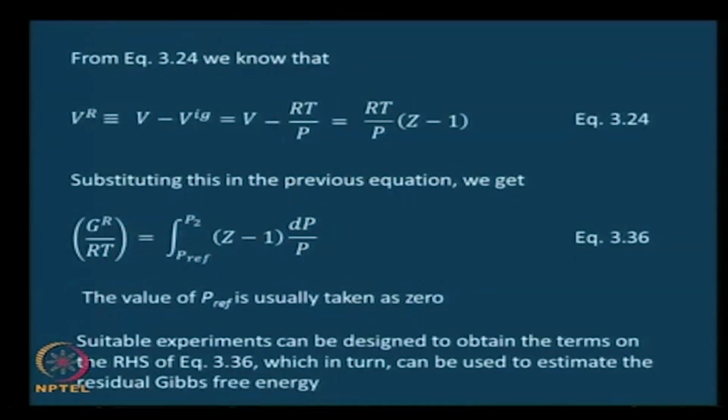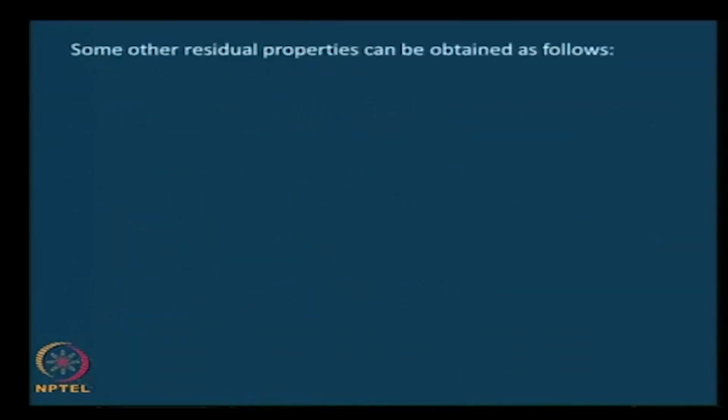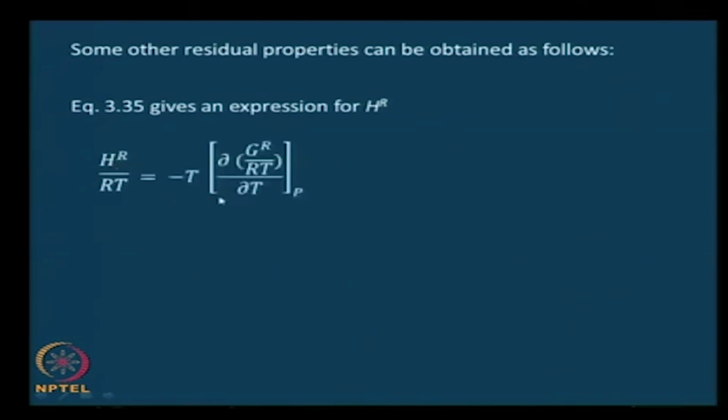Some other residual properties can be obtained as follows. I am going to explain whatever I said in brief earlier. Equation 335 directly gives an expression for Hr, the residual enthalpy. Hr by RT equals minus T ∂/∂T of Gr by RT at constant P. Therefore, once we know Gr by RT, we can get Hr by RT from this expression. Let us call that equation, rather we had already called it 335.